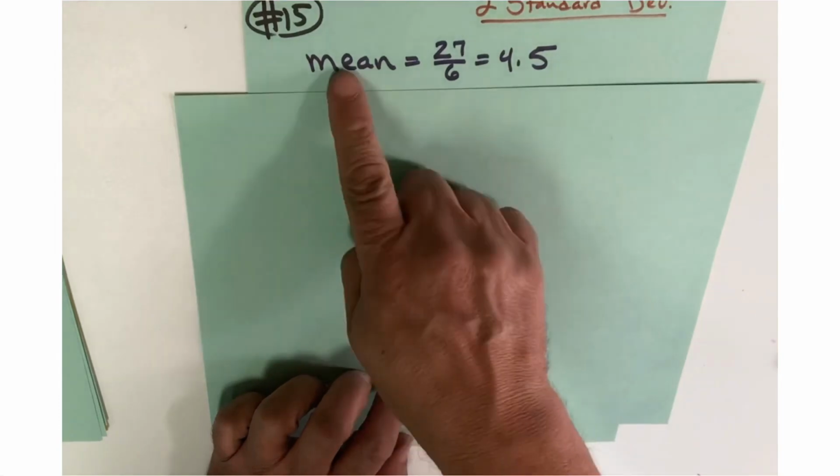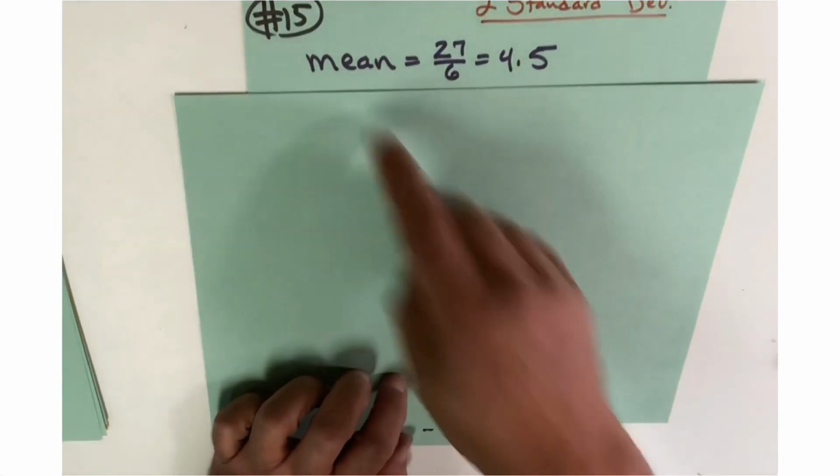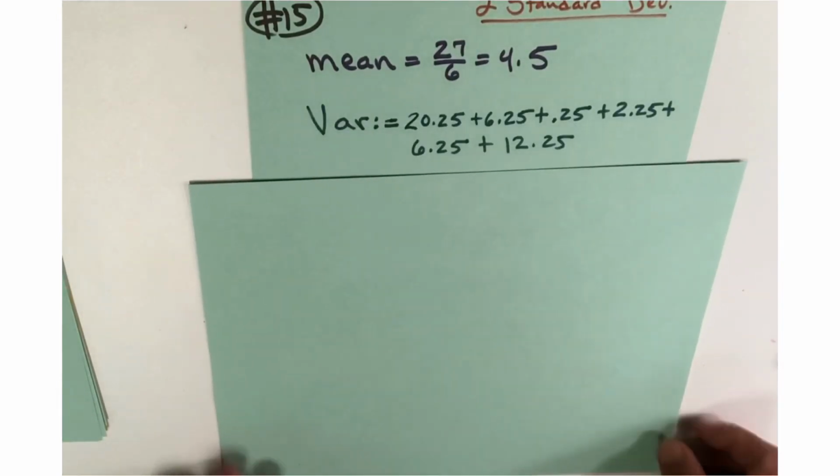Let's go do that. So I'm going to add up all those numbers. You get 27. Divided by 6 numbers, you get 4.5. There's my mean. And then I'm going to go find the variance.